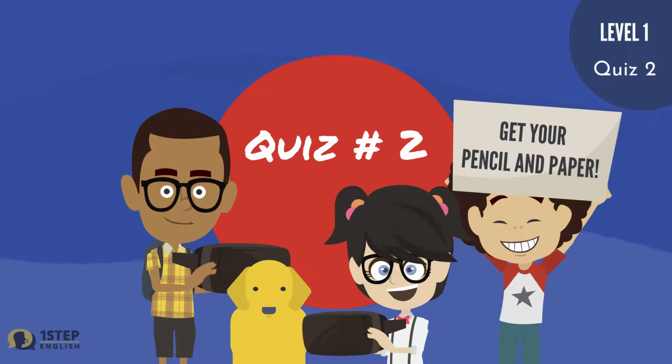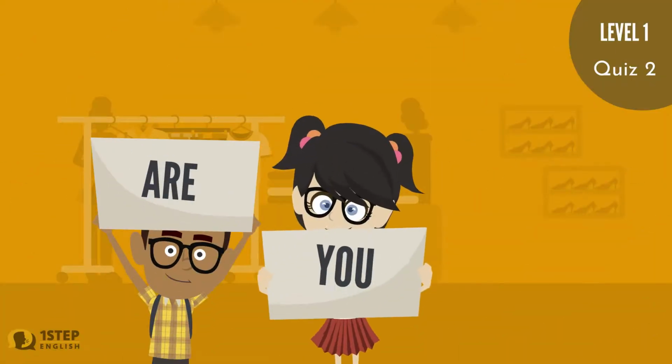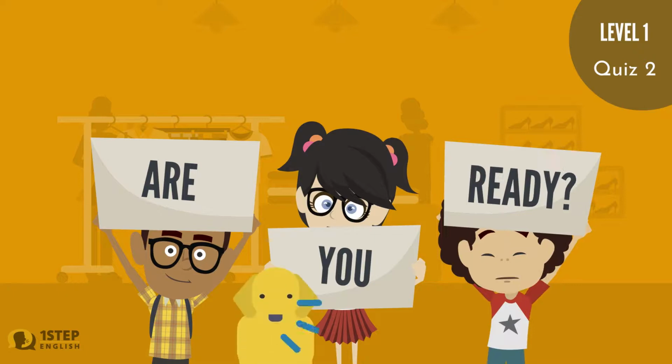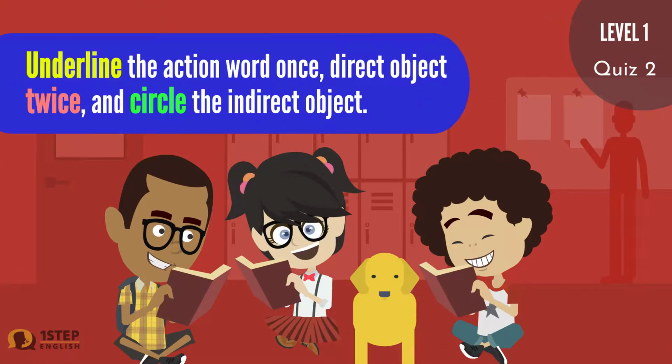Quiz number 2. Ready your pencil and paper. Are you ready? Underline the action word once, the direct object twice, and circle the indirect object.